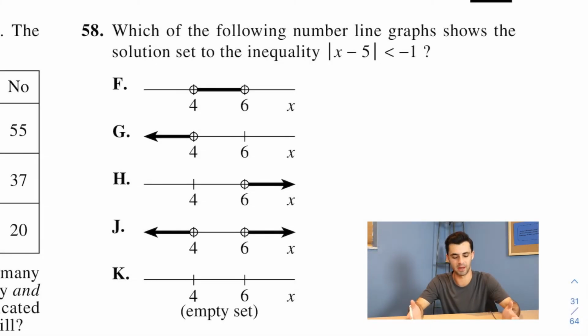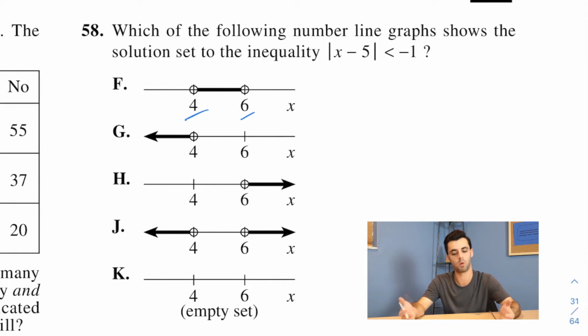Taking a look at question 58, we have which of the following number line graphs shows the solution set to the inequality, the absolute value of x minus 5 is less than -1. Okay, so if you didn't know what to do here, you may look at the answer choices and see that the number 4 and the number 6 come up often, as well as a shaded region.